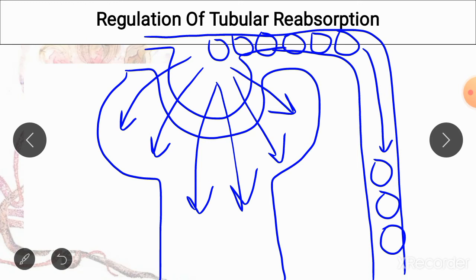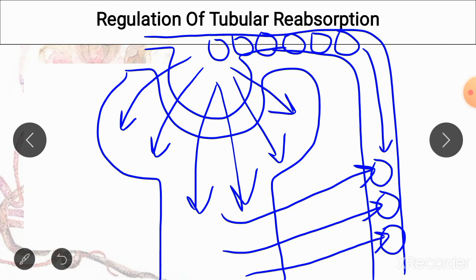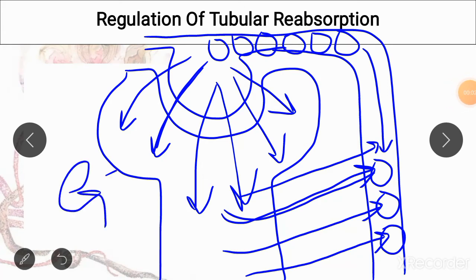And now what is going to happen is that there is going to be greater than normal reabsorption of fluid along the concentration gradient, because these proteins are going to pull a lot of water towards the peritubular capillaries. So when filtration increases, reabsorption also increases, and this is known as glomerulotubular balance.